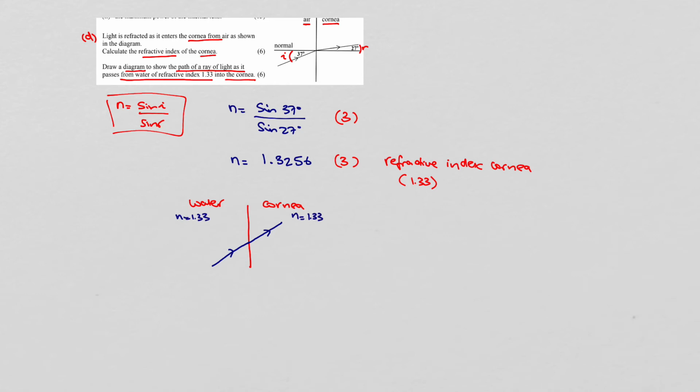Now, if you were to take it that it was 1.3256, you might say, okay, there's a slight difference between the two refractive indices. So if you were to take that into consideration, you would still only have the slightest of bending in your diagram. So again, if it was hitting it at an angle, it's going from more dense to less dense, and in which case it would bend away from the normal. So we'd only have the slightest bend away from the normal there. So either of those would have gotten you a full 6 marks.